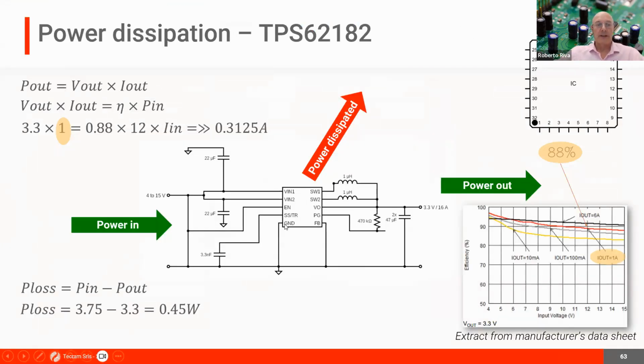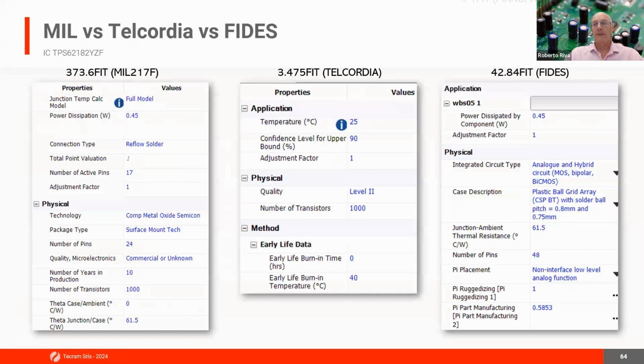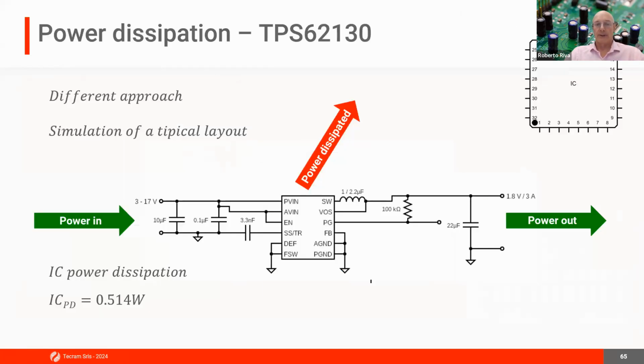So then we moved on to the next one. Similar arrangement, and we read on the efficiency chart what to take, do the calculation, and we get our power losses. We plug it in, get the manufacturer data, and we see the results. So we got 42.8 for FIDES, 3.4 for Telcordia, and 373 for MIL. So MIL, as you can see, is well outside what is considered reasonable tolerances.